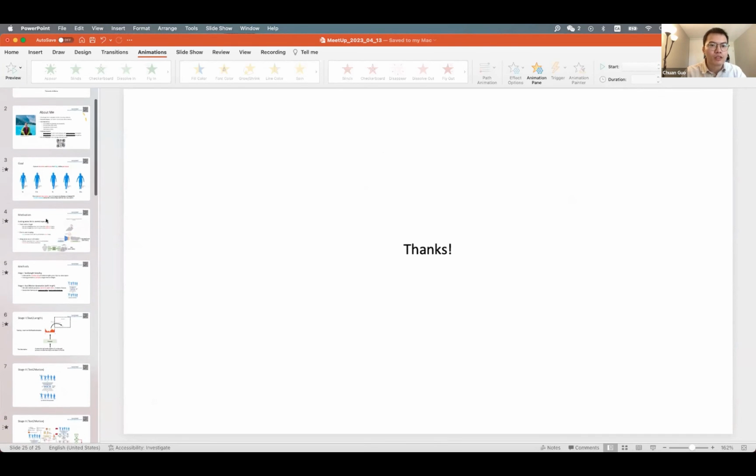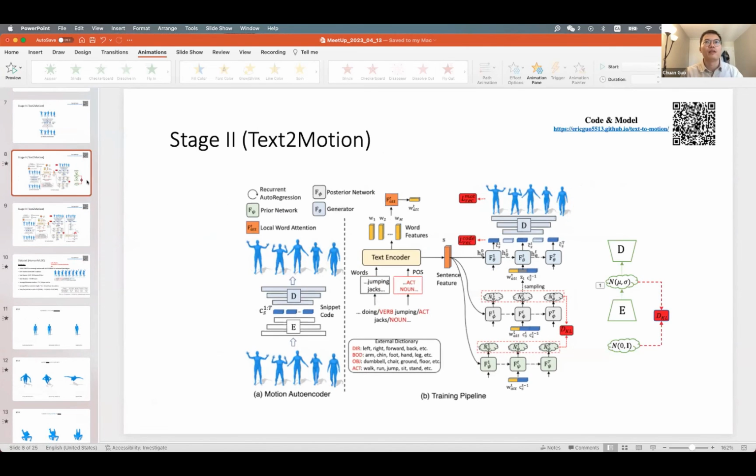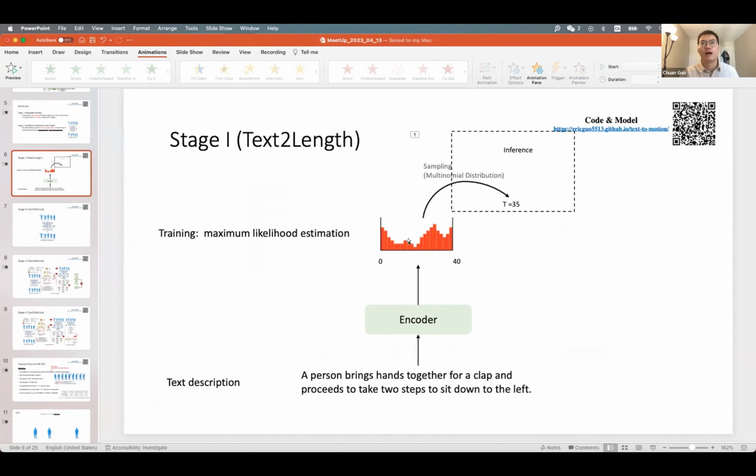Saxi, so the loss we used, we want to show here. So the loss function for the first stage, the text to length part, is cross entropy loss because it's basically multi-class classification. For this text description, in the data set we have the ground truth motion, so we know the ground truth length of it. So we can just use that as the ground truth length and use it for training the model using cross entropy loss.